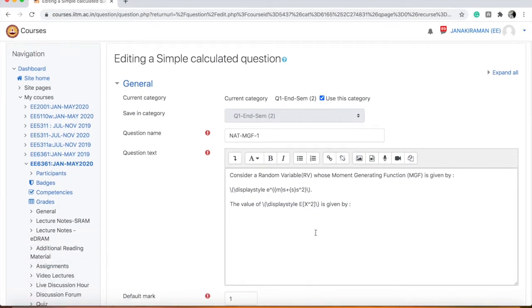What I've done here is I've created my question as usual, using LaTeX and other typical stuff. Consider a random variable, I should say X here actually, X whose moment generating function is given by e power, notice this, there is this flower bracket m, m into s, and there is flower bracket s. That is different from this s, the Laplace domain s square or whatever, and this s is actually a variable that is going to appear in my answer. These are the parameters that are going to get populated by Moodle automatically.